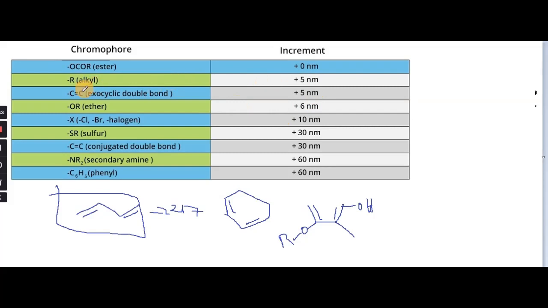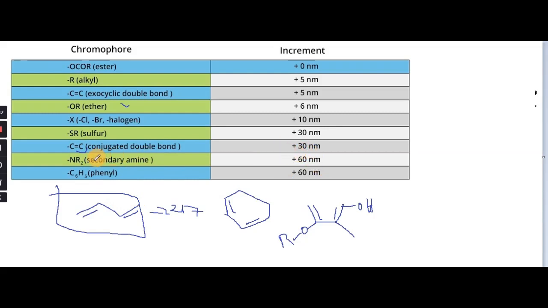When we see an exocyclic double bond, as we saw earlier, the wavelength changes by 5. When we add an ether, we add 6 nanometers to the wavelength. When we add any of the halogens as seen here, we add 10 nanometers to it. When we see a sulfur, we add 30 nanometers. When we see a double bond extending conjugation, this one, to the diene, we add plus 30 nanometers.